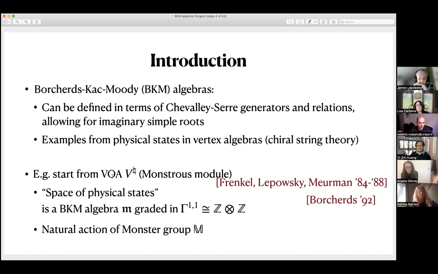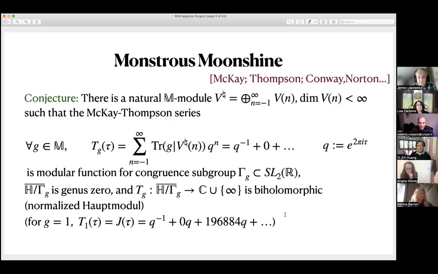The nice thing about this kind of construction is that if you have an action of some group on the vertex operator algebra, the monster group in this case, then this induces some action on the BKM algebra. This construction was used by Borcherds famously to prove the monstrous moonshine conjecture. I guess there is not a lot of need to review the monstrous moonshine conjecture, also given the audience, but let me just give a bit of a review.